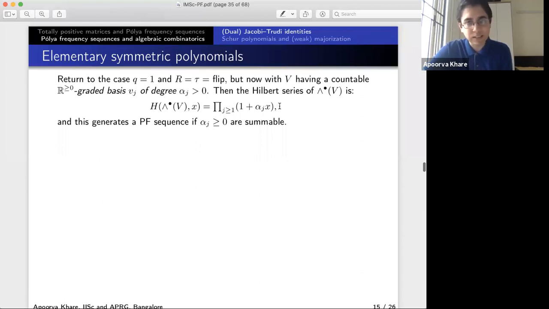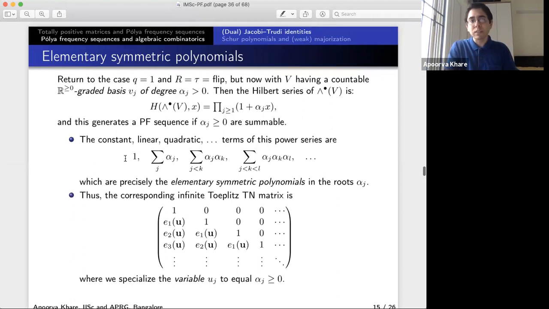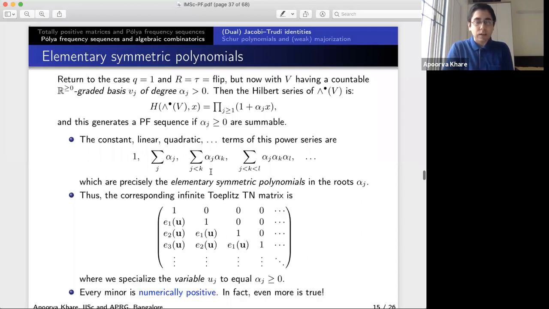Then the Hilbert series is exactly this. And let's say the alpha_j's are summable, so all life is good. There's no convergence issue. Then the Hilbert series is this. Fine. Guess what? What are the terms of the series? They are precisely the elementary symmetric polynomials. And therefore, you get the corresponding Polya frequency sequence corresponds to this one-sided or triangular Toeplitz matrix. And this is totally non-negative when you specialize each of the variables to these alpha_j's. Again, all very simple things. And every minor here, therefore, when you specialize, it's numerically positive.